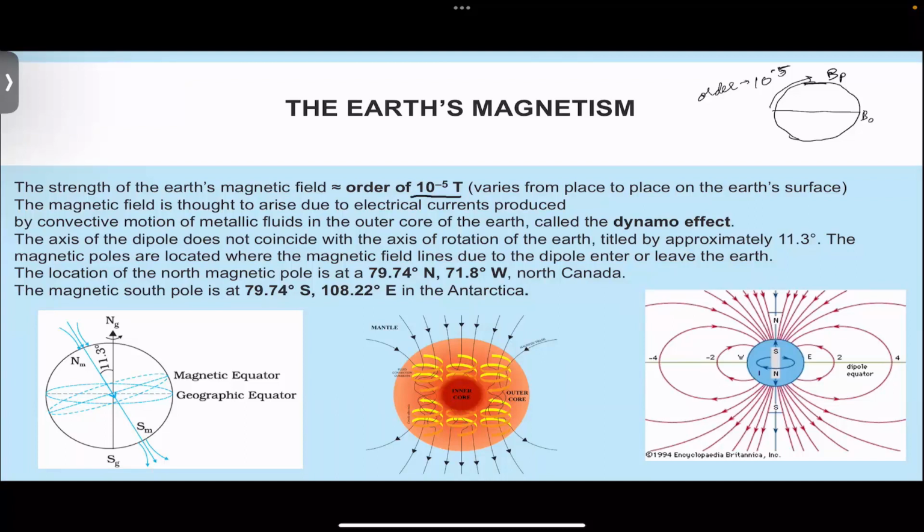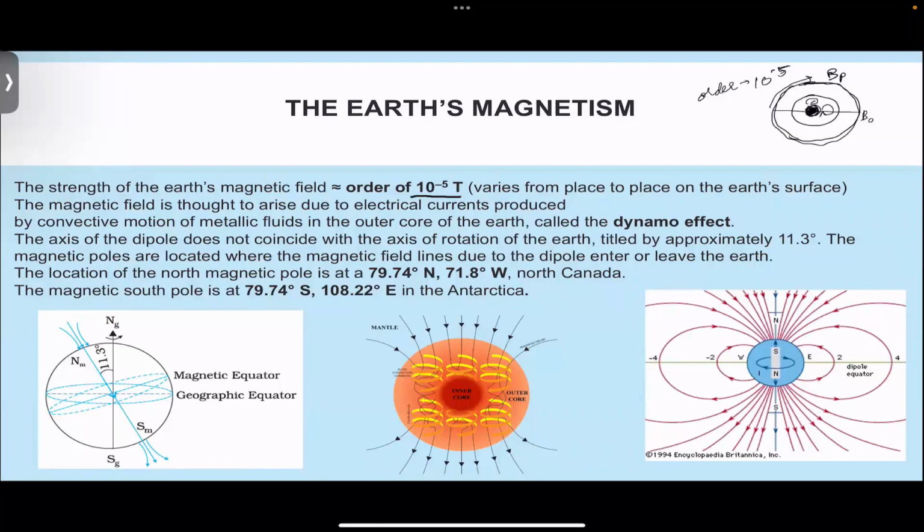scientists realized that there is the formation of electric currents in the outer core of the Earth. Over here only, I'll just draw it. So this is your Earth's crust, then you have the mantle, and then you have the outer core, and then you have the inner core. The inner core is actually solid, and the outer core is liquid.